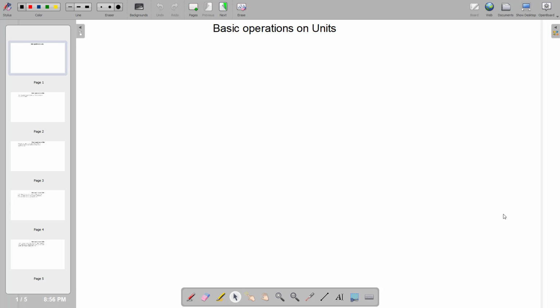Right, guys, welcome back. In this episode, we are going to learn about basic operations on units, how to convert the units of quantities from one to the other. Sometimes you may be given quantities whose units are in the US format and you may be required to convert them to SI units. So, we'll check on that today.